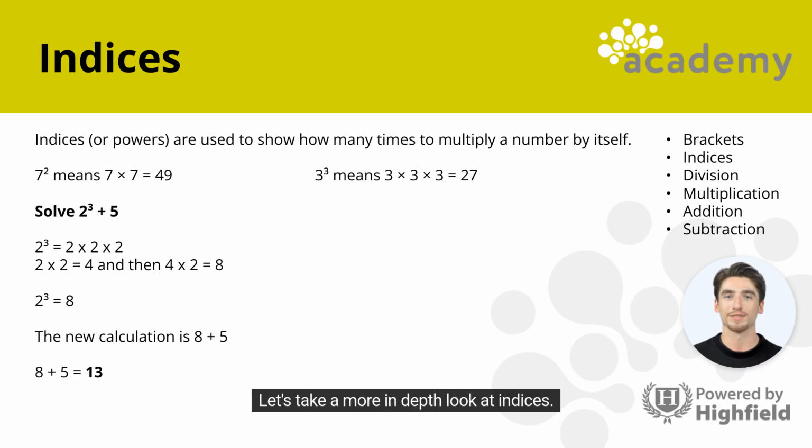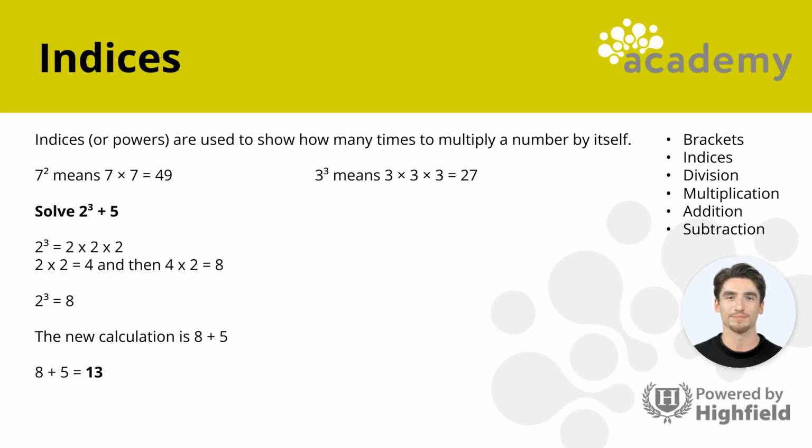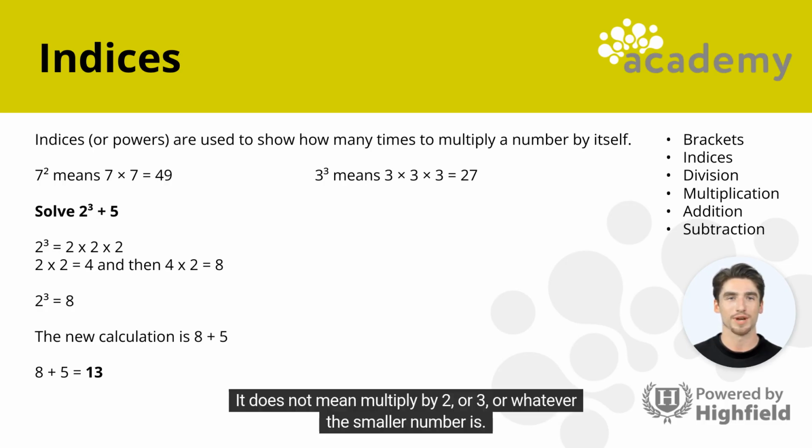Let's take a more in-depth look at indices. Indices, or powers, are used to show how many times to multiply a number by itself. For example, 7 squared means 7 multiplied by 7 equals 49. 3 cubed means 3 multiplied by 3 multiplied by 3 equals 27. It does not mean multiply by 2 or 3 or whatever the smaller number is.